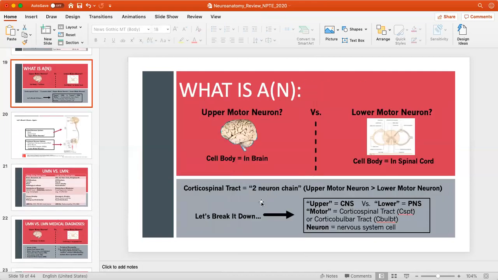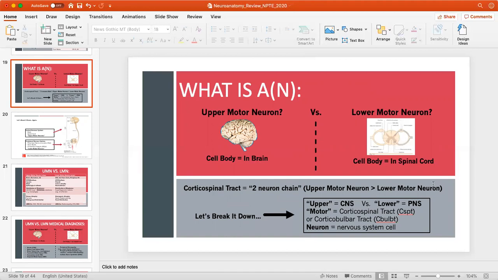All right, so let's talk a little bit in more detail. What is an upper motor neuron versus a lower motor neuron? So we know we have this two-neuron chain with the main motor tract being the corticospinal tract. So we're going to have an upper motor neuron, but also a lower motor neuron. So the upper motor neuron is going to be that nerve cell body living in the brain, living in the cortex, and it's going to send this axon down to the spinal cord level of exit, and it's going to synapse on this lower motor neuron, which is our alpha motor neuron.